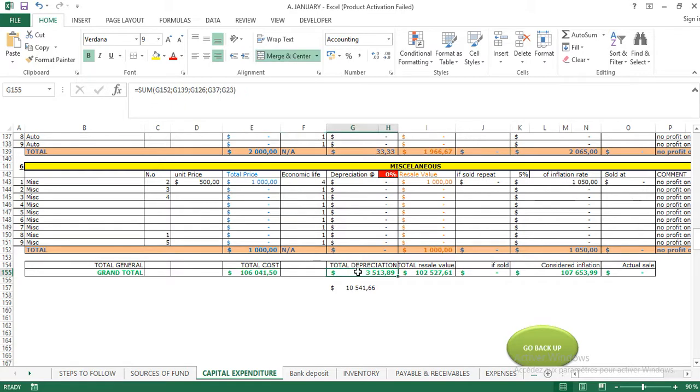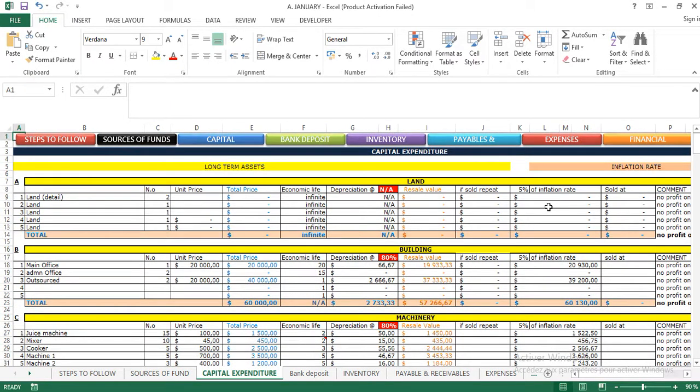Then you have total depreciation for that year. When you subtract the depreciation, you have an idea of what could be the resale value of your assets. In case you want to sell them after 1 year, you know that your assets value will be equal to this much. I think till here it was very much clear.